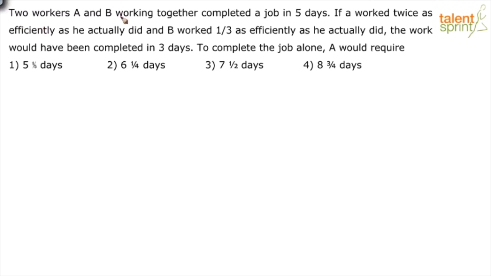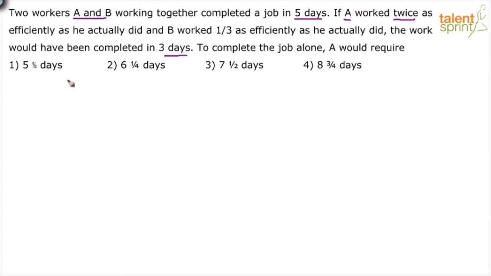Two workers A and B working together completed a job in 5 days. If A worked twice as efficiently as he actually did and B worked 1/3 as efficiently as he actually did, the work would have been completed in 3 days. To complete the job alone, A would require how many days is the question, right?